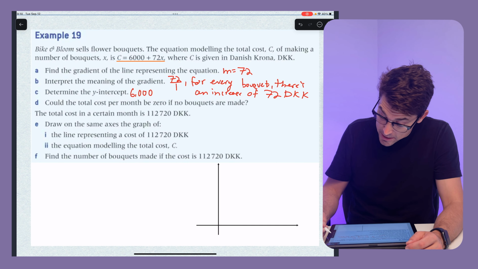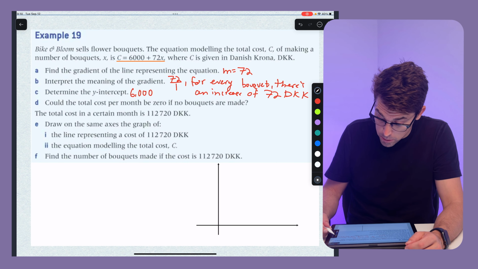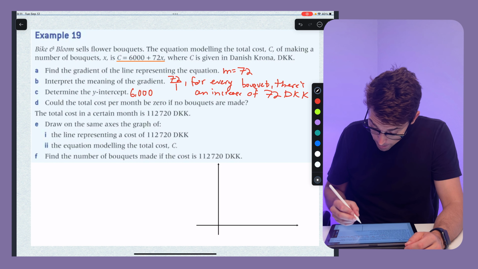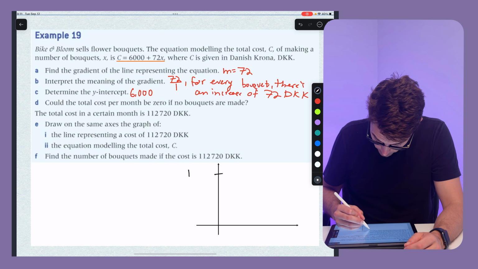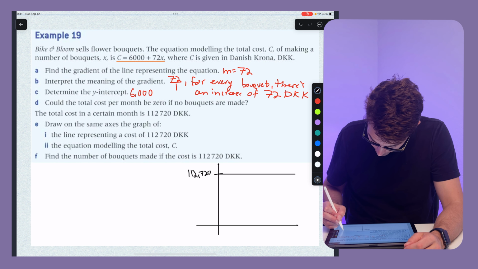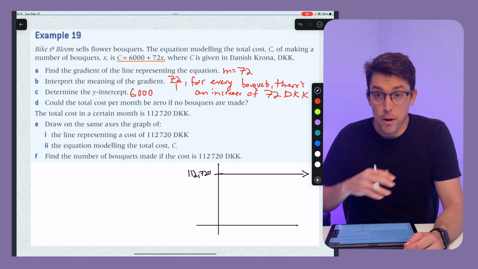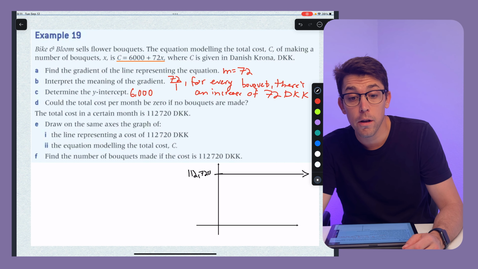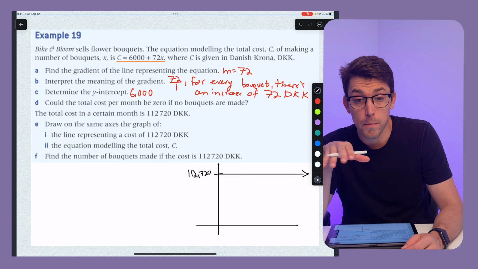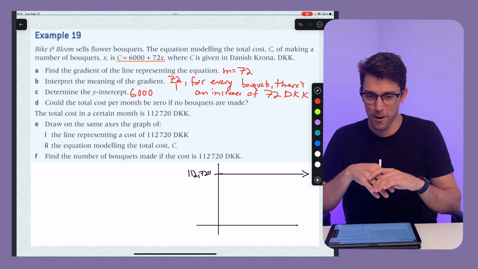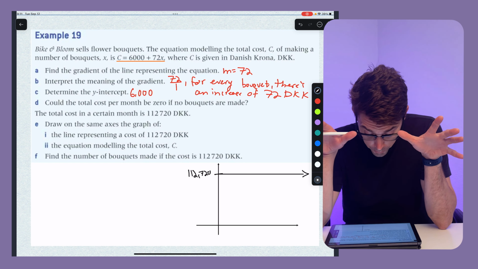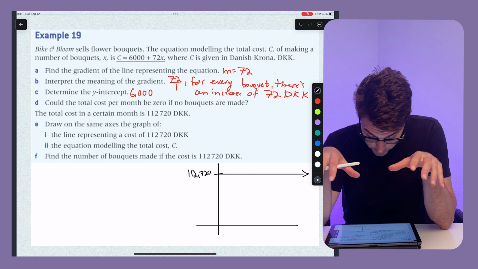So again, this is a sketch, and you can use whatever resources you would like for this. But for me, I'm going to go ahead and call this point my 112,720. And I'm just going to draw a straight line. Because what that means is that no matter how many bouquets I'm taking into account in this scenario, the cost no matter what is going to be 720. Sorry.